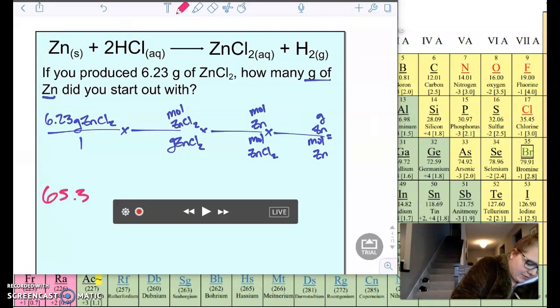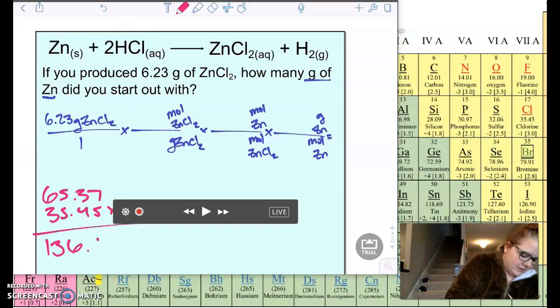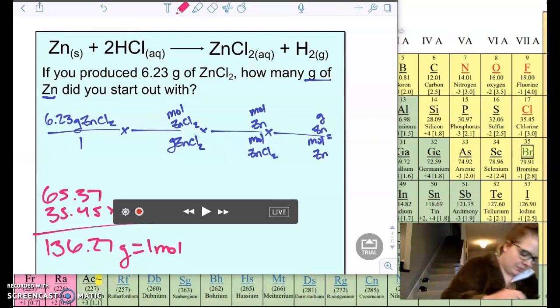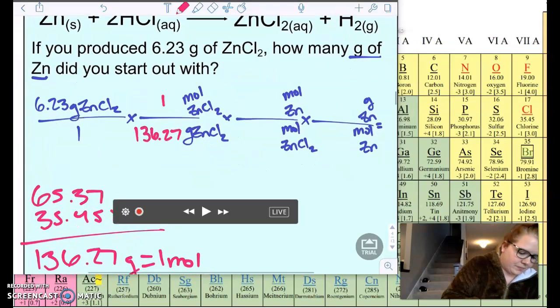So 65.37, 35.45 multiplied by 2. If I go ahead and add these up together really quick, I'm going to get 136.27. Remember, this value is how many grams is equal to 1 mole. Because the idea is if you've got 1 mole of zinc chloride, you must have 1 mole of zinc and 2 moles of chlorine. So if you add up those values there. So I'm going to put this value, this 136.27 on the bottom, 1 mole on top.